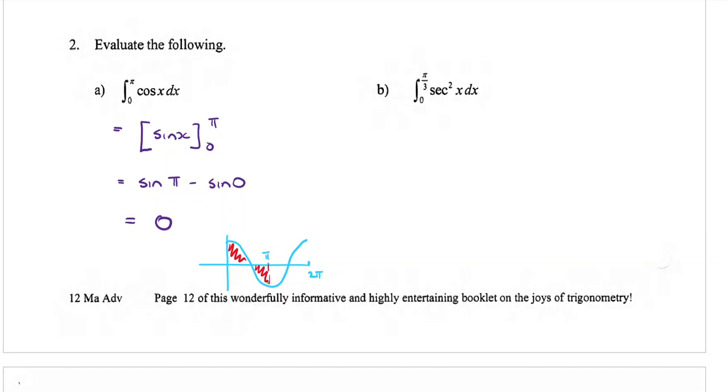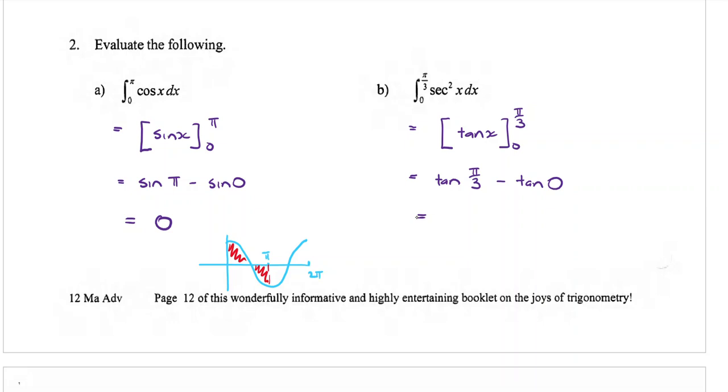Okay? Let's do B. We are integrating sec squared. So sec squared integrates to tan. So it will be tan of x between 0 and pi on 3. Sub it in. Tan of pi over 3 minus tan of 0.